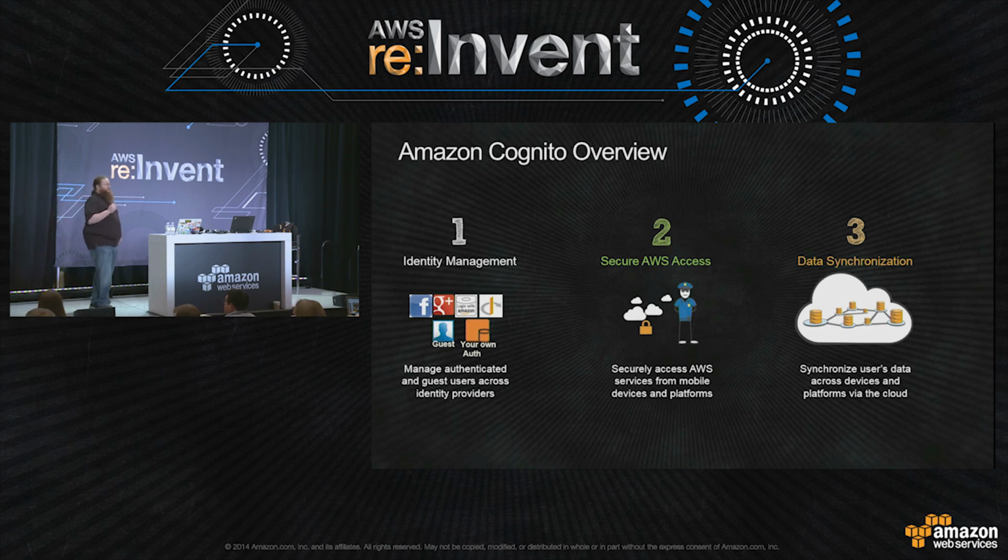Because it's built on top of Web Identity Federation, we get secure access. So we can have credentials that are pinned to specific users, and we can limit their access to only the resources for them. Finally, we also have a data synchronization component as part of Cognito. So once the user has an identity inside of the system, we give them a small amount of key value pair storage that can synchronize across their devices.